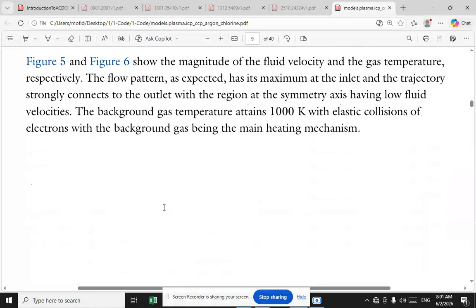Figure 5 and Figure 6 show the magnitude of the fluid velocity and the gas temperature respectively. The flow pattern, as expected, has its maximum at the inlet and the trajectory strongly connects to the outlet, with the region at the symmetry axis having low fluid velocities. The background gas temperature attains 1000 Kelvin, with elastic collisions of the electrons with the background gas being the main heating mechanism.